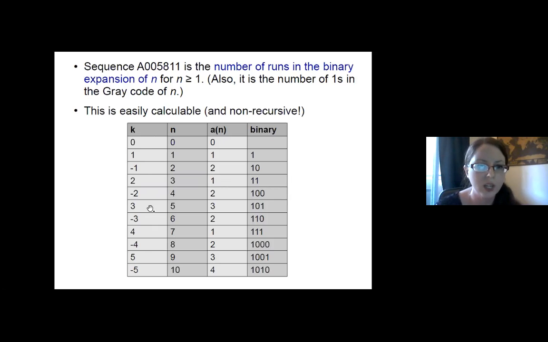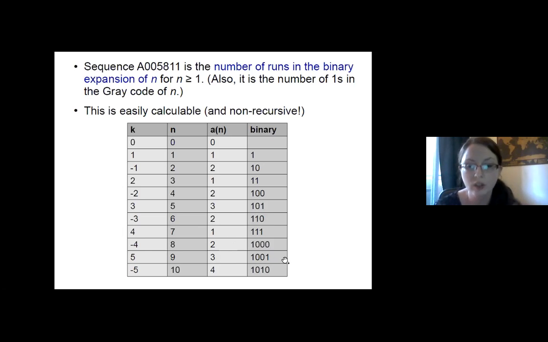So just to recap, k are the integers, and this is just an ordering for a function. A of n is the sequence that we're studying now, and it's the number of runs in the binary expansion, meaning the number of groupings of 0 and 1. So if we look at, say, n equals 6, in binary it's 1, 1, 0, we have a group of 1s and then a 0, so there's 2 runs.